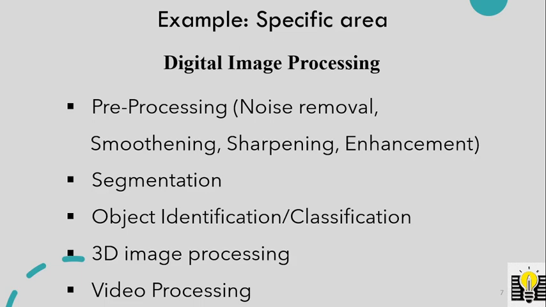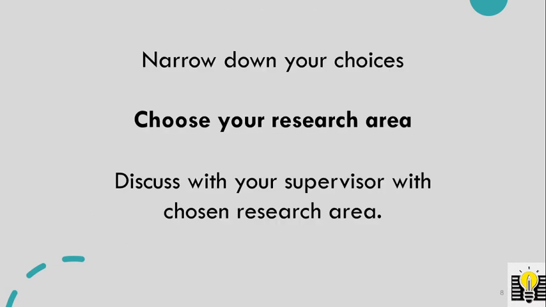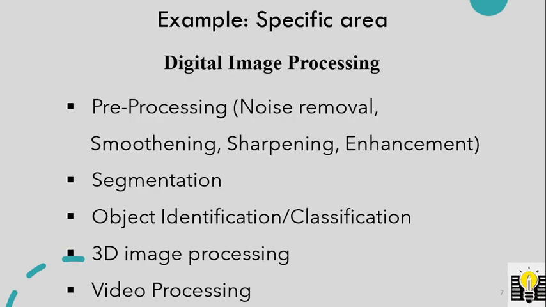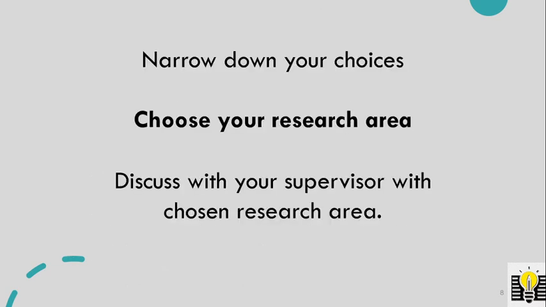I have to narrow down these specific areas. We have to narrow down your choices. Already you created a choice; from that choice, choose your research area. From this list you can choose any area. For example, if you like to go with segmentation, or object identification or classification, you can choose it as your research area. Finally, discuss the chosen research area with your supervisor, and you can finalize your research area.